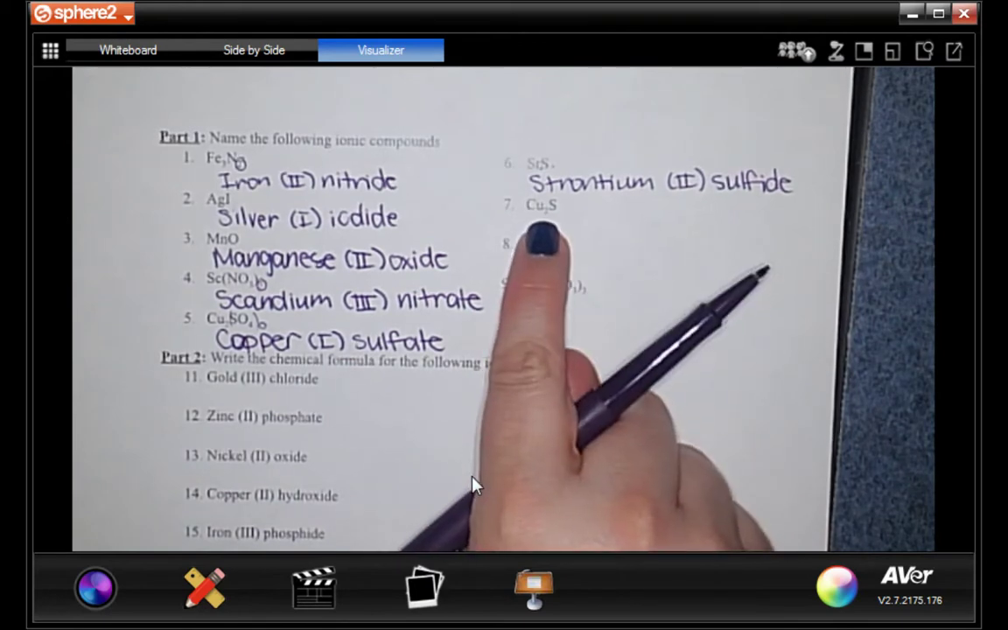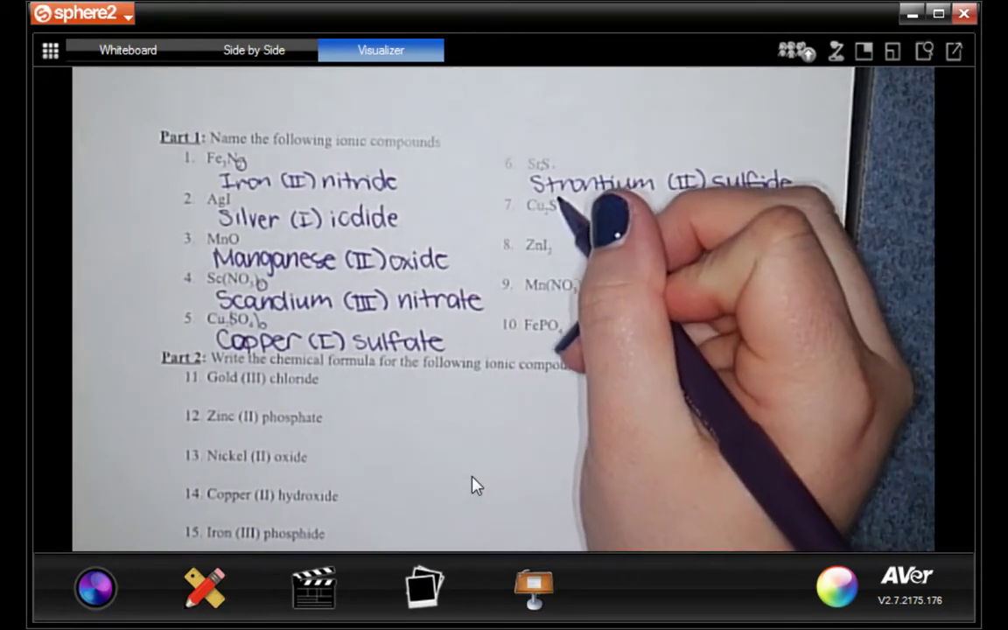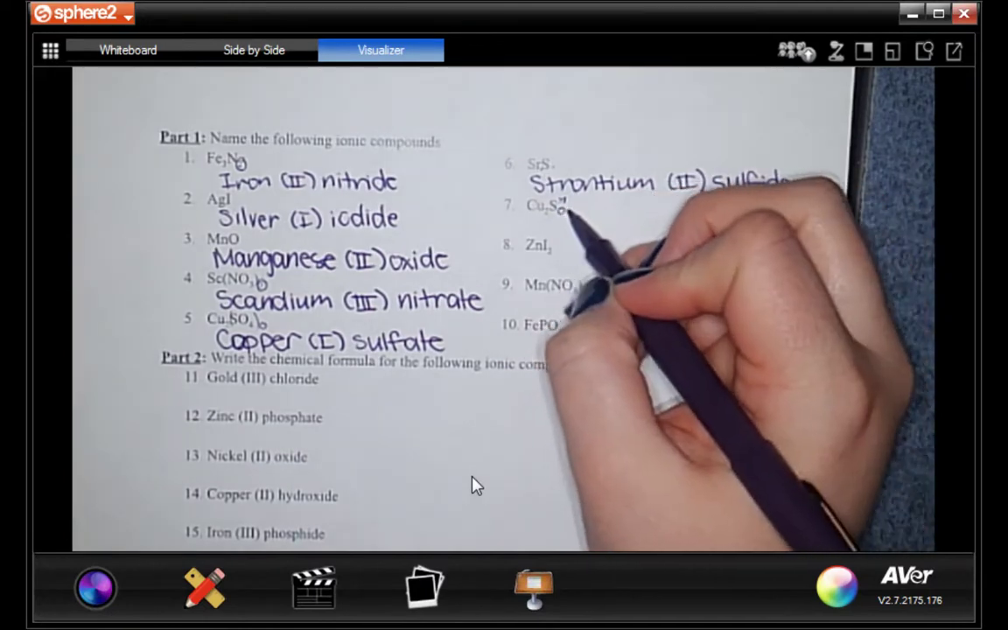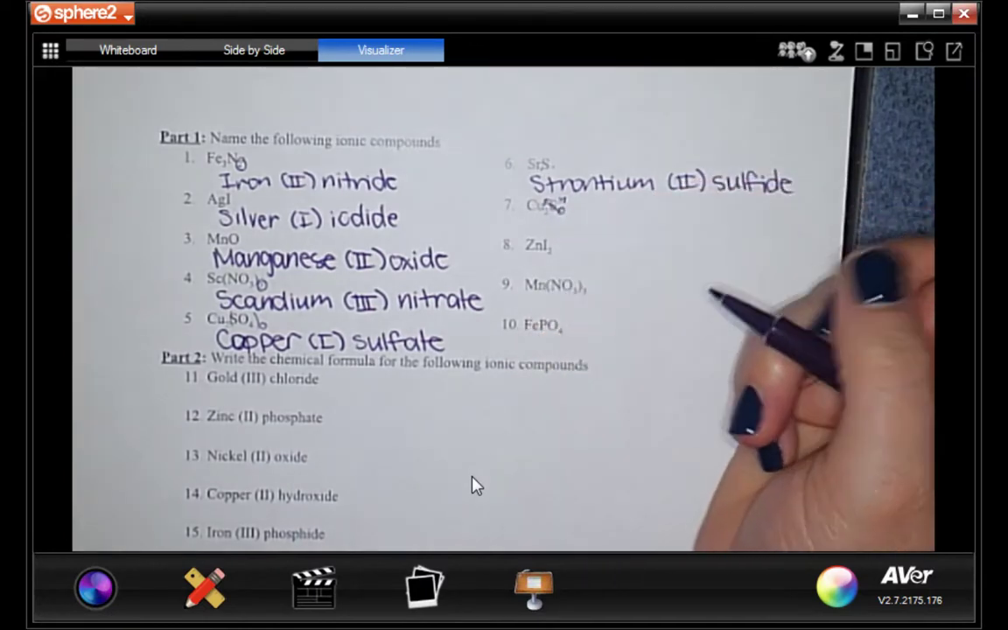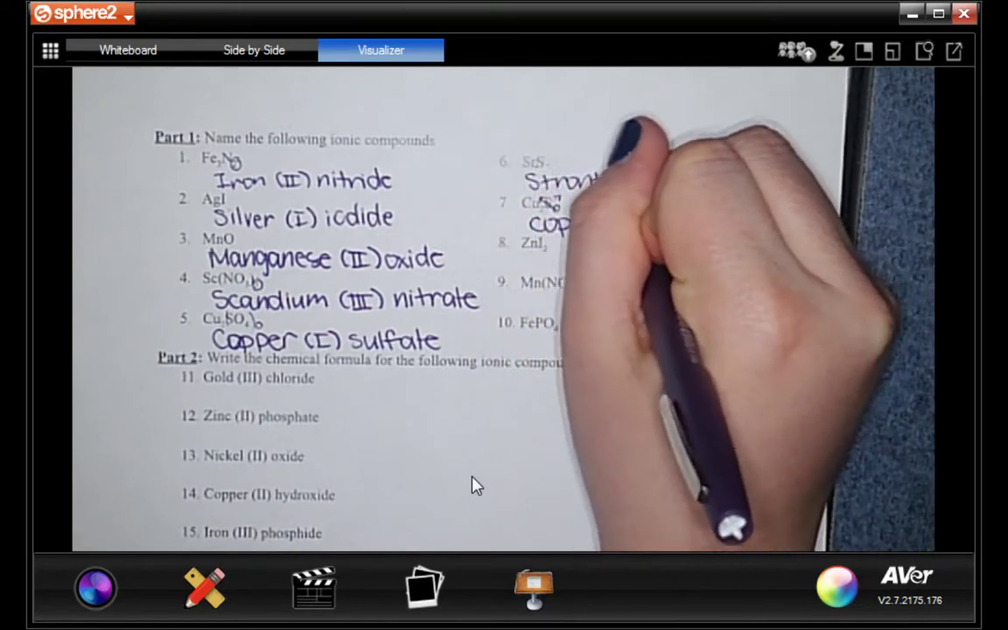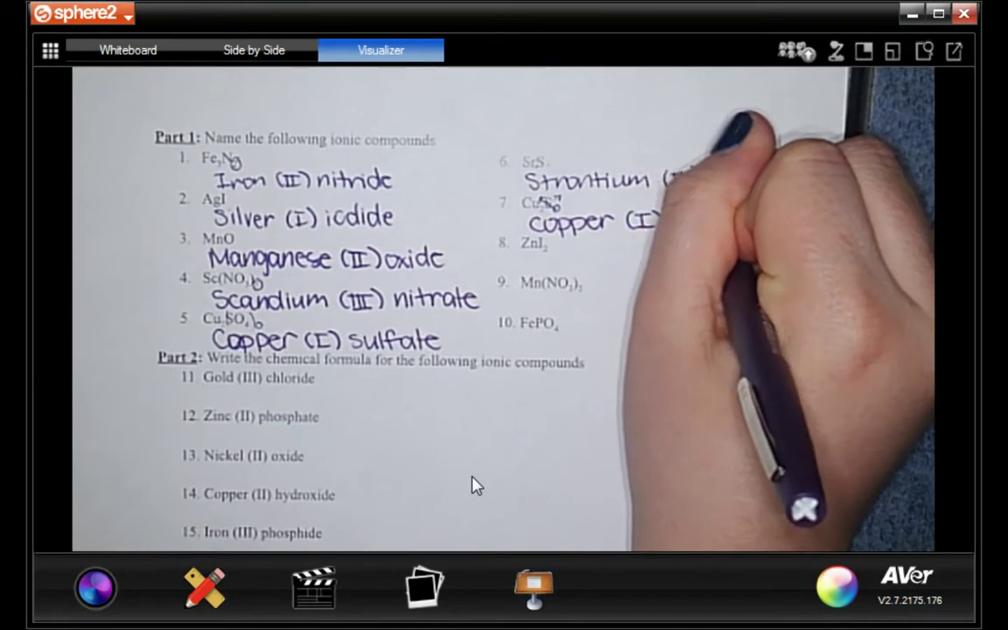Okay, now the next one, this right here, we can reverse. That's our charge on sulfur. There is no subscript here, so we know that that's at least 1. So if we reverse crisscross, that means that this is copper 1 sulfide.